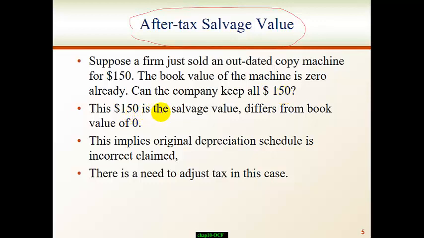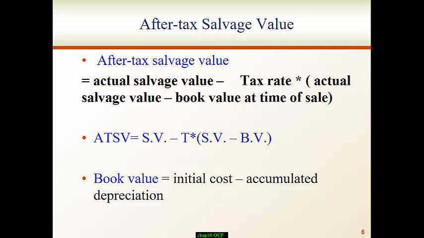This $150 salvage value differs from the book value. This implies the original depreciation schedule is incorrect, so there's a need to adjust tax payment. After-tax salvage value simply equals the salvage value minus the tax adjustment. The tax adjustment is based on the difference between the salvage value and the book value. How do we find out the book value? Every year, the asset depreciates. So the book value is the initial cost minus the cumulative depreciation at the time of the calculation.